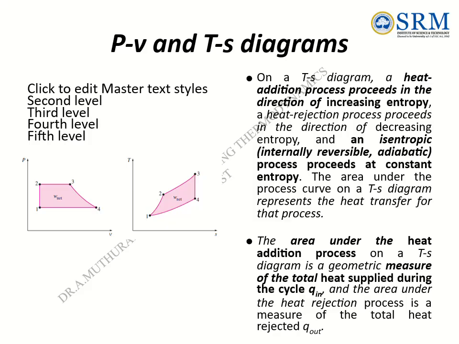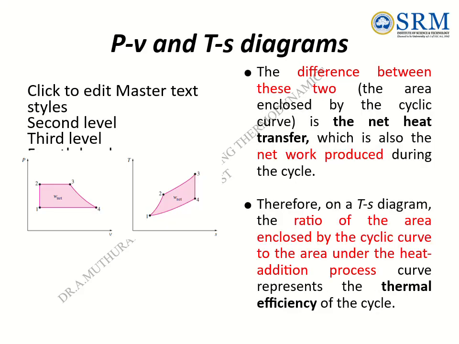The area under the heat addition process on a TS diagram is a geometric measure of the total heat supplied during the cycle, and the area under the heat rejection process is a measure of the total heat rejected. The difference between these two, the area enclosed by the cyclic curve, is the net heat transfer, which is also the net work produced during the cycle. Therefore, on a TS diagram, the ratio of the area enclosed by the cyclic curve to the area under the heat addition process curve represents the thermal efficiency of the cycle.